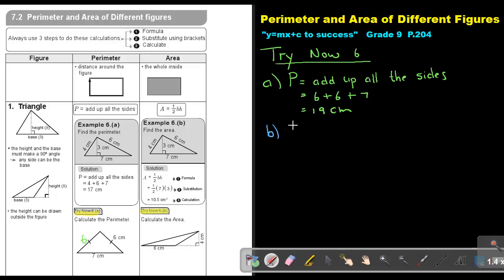If we look at number B, it's another triangle. Calculate the area. Now, what is the area of a triangle? It is half base times the height. So it's half. What is the base? The base is 6. What is the height? The height is 4. So if I say 6 times 4, that will be 24, and half of that is 12 centimeters square. And that's the area of the triangle. Let's continue.